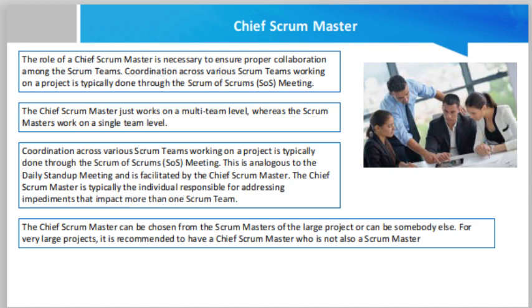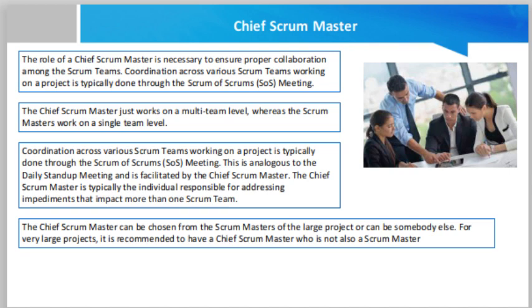But the Chief Scrum Master is working above that, at the multiple team level. Scrum Master is working for one team level and Chief Scrum Master is working for multiple team level. That is the main difference between the Scrum Master and the Chief Scrum Master.